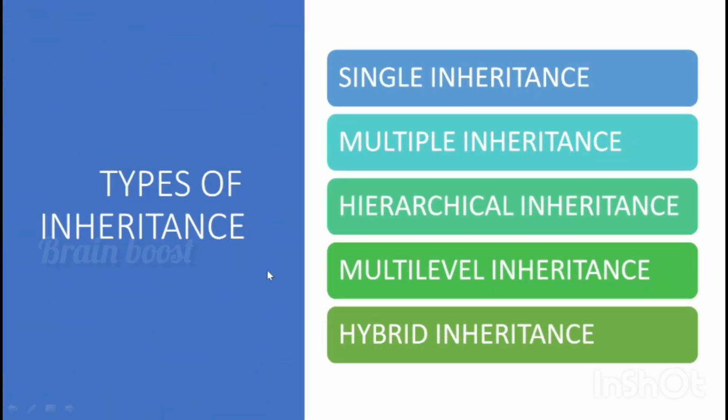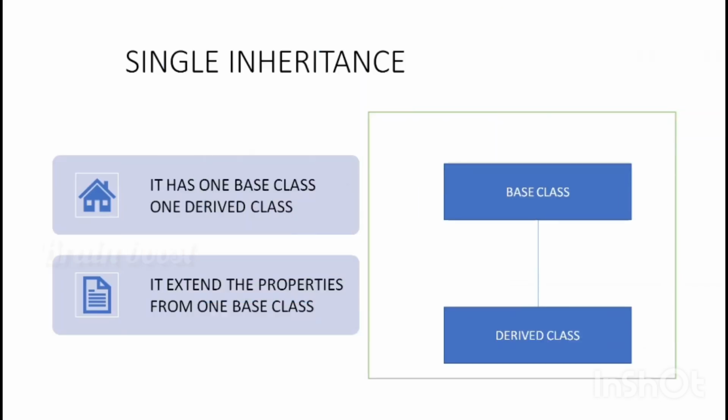Next is types of inheritance. There are 5 types of inheritance. First is single inheritance and next is multiple inheritance. Third is hierarchical inheritance, then multi-level inheritance and hybrid inheritance. These are all the types of inheritance.